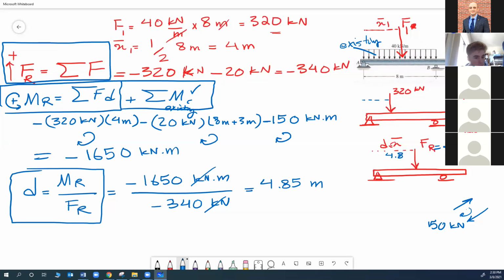Okay. In 3D problems, it doesn't ask for a distance usually. It just says simplify to a force and a moment, because in 3D it really doesn't make sense to find one force at a distance.